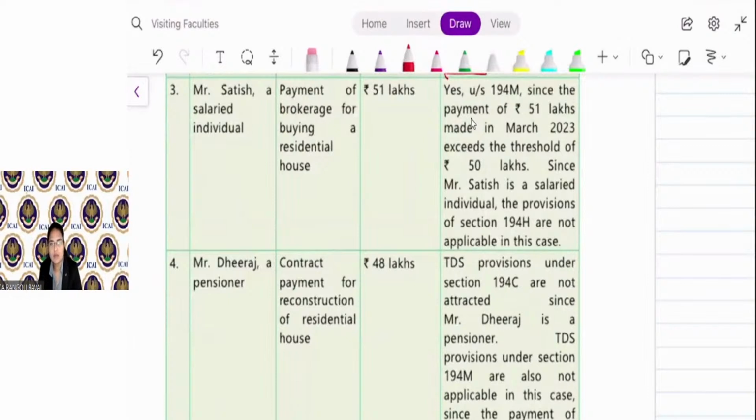Yes, 194M, since the payment of 51 lakh made in March 23 exceeds the threshold of 50 lakhs. Since Mr. Satish is a salaried individual, the provision of section 194H is not applicable in this case.